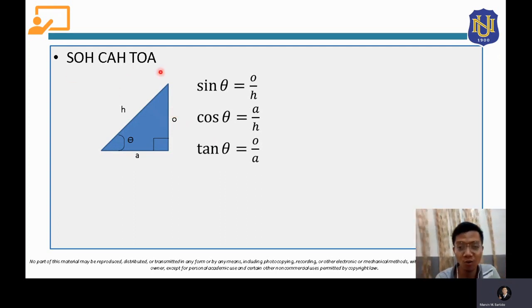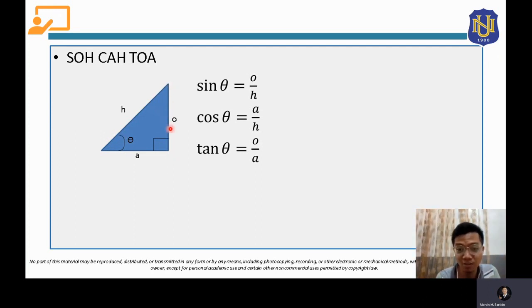This is SOHCAHTOA. This is applicable for right triangles, for triangles that have a 90-degree angle. Let's say you have this right triangle, so this is 90 degrees, of course. And then let's say you have this angle theta here. If your angle theta is here, this side of the triangle is called the opposite side, the side opposite to your angle.